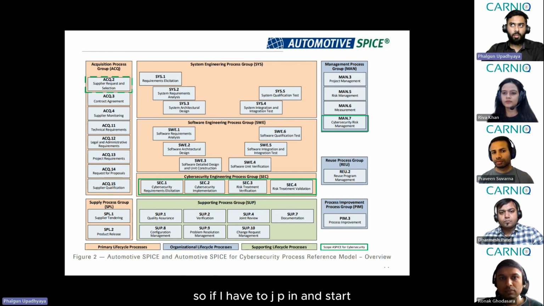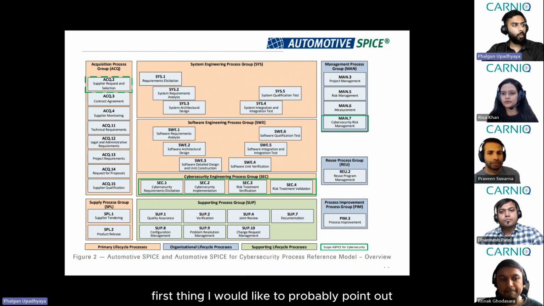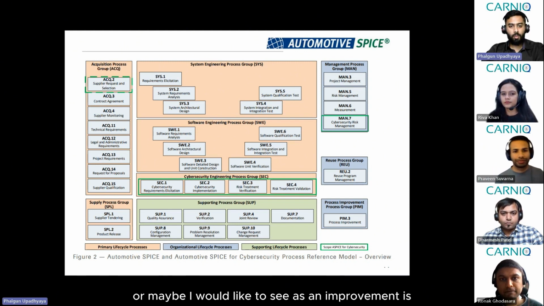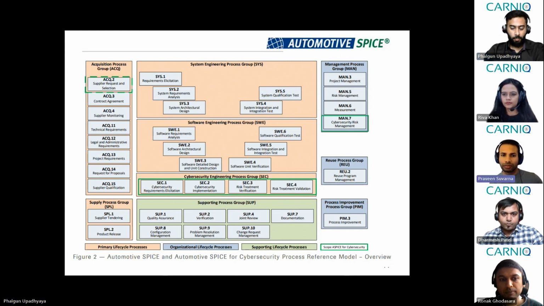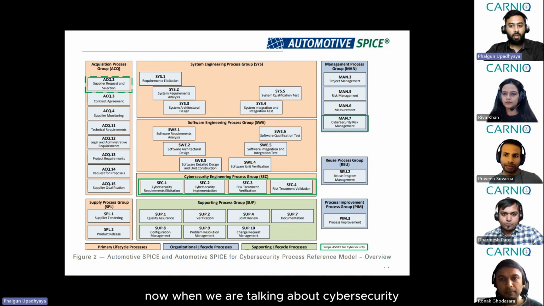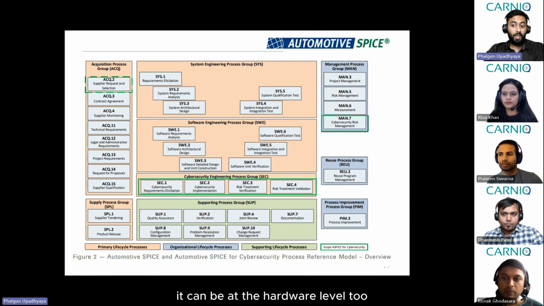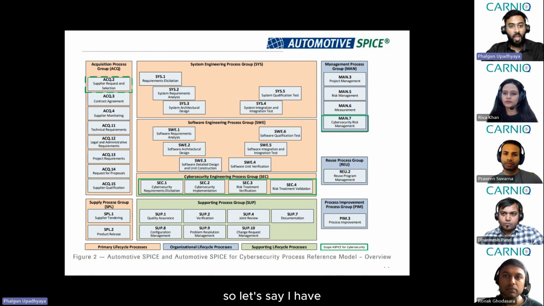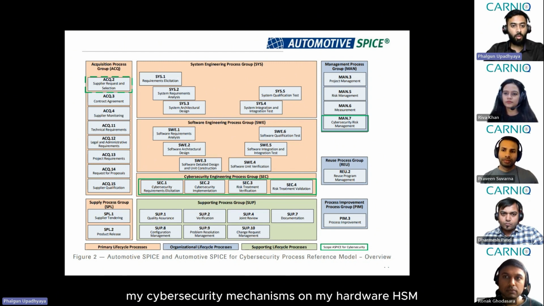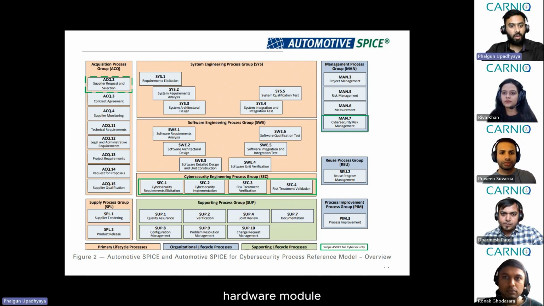If I have to jump in and start, the first thing I would like to point out as an improvement is that we are talking about cybersecurity requirement elicitation in SEC 1. Now, cybersecurity can be at the software level, and it can be at the hardware level too. This is not clearly defined. I would definitely like to see something more with respect to hardware. Let's say I have my cybersecurity mechanisms on my hardware, an HSM, with some crypto algorithms running on a hardware module. What do I do with that?